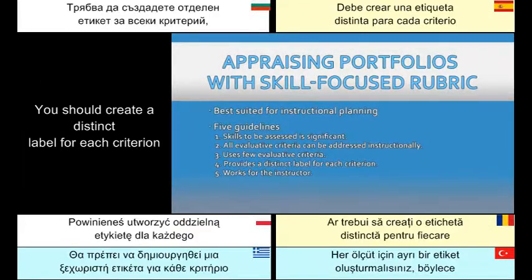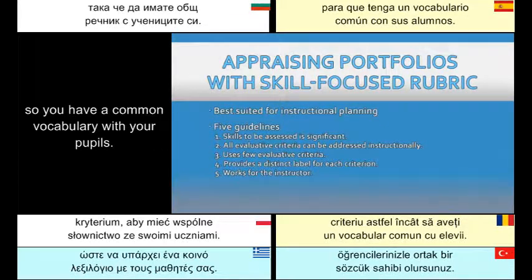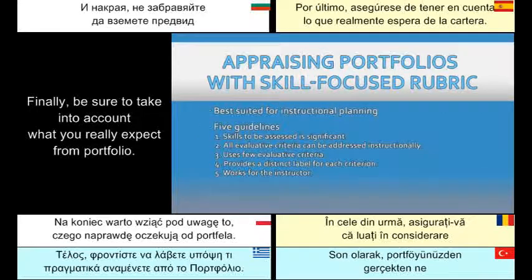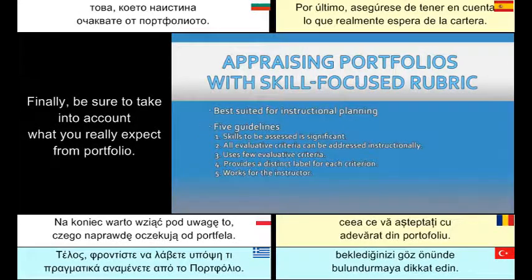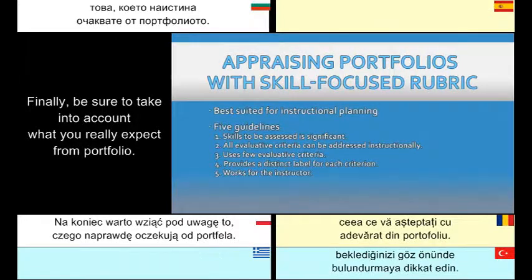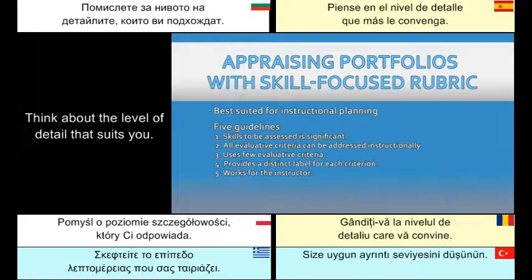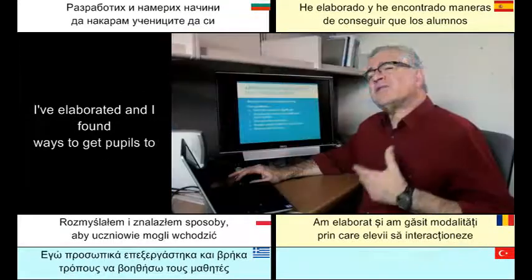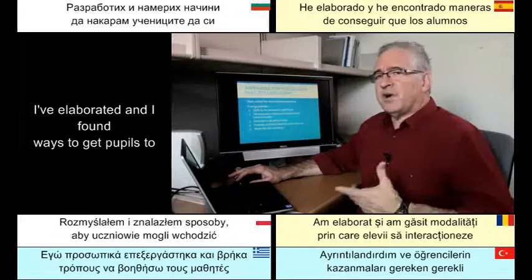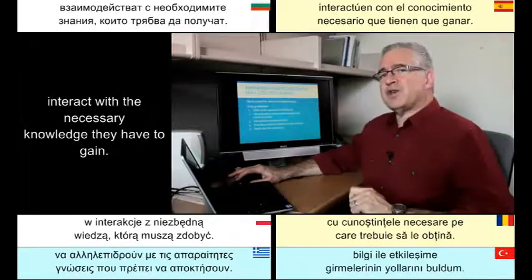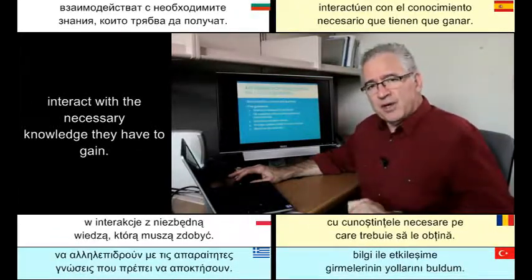With that in mind, you should create distinct labels for each criteria so that you have a shared vocabulary with which to discuss the criteria with your students. Finally, be sure to keep your preferences in mind and take into account the stakes attached to the portfolio. Don't be overly detailed. Keep your own preferences in mind. In particular, think about the level of detail that suits you. I've refined them extensively over the years to find ways that get students to interact with each other and to interact with the disciplinary knowledge of assessment.